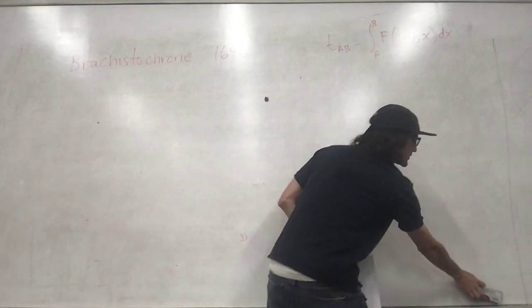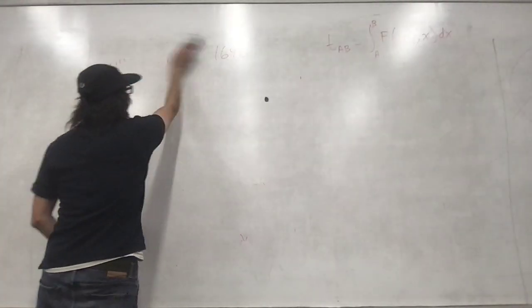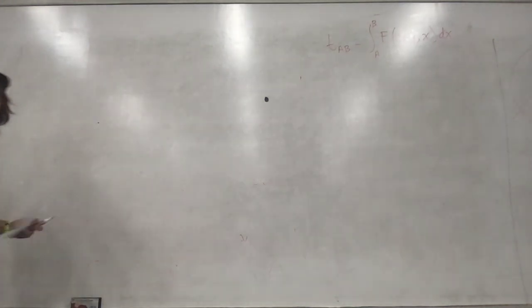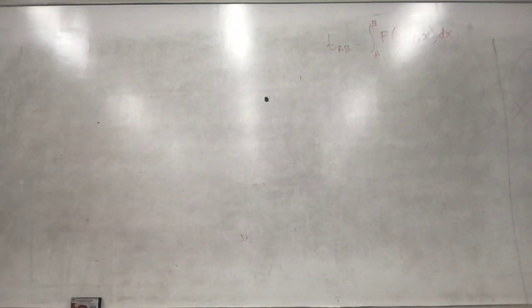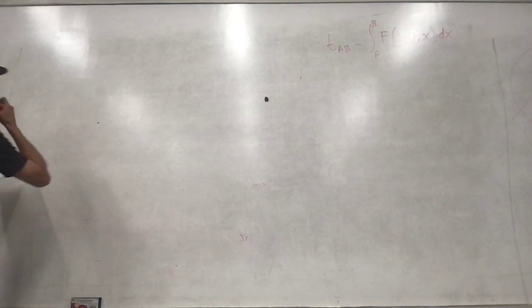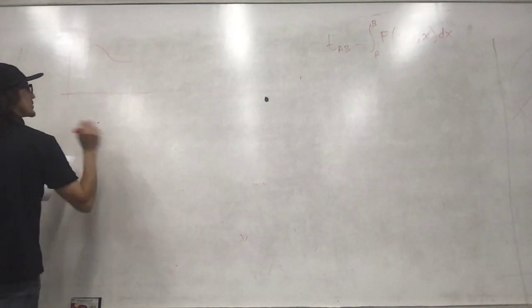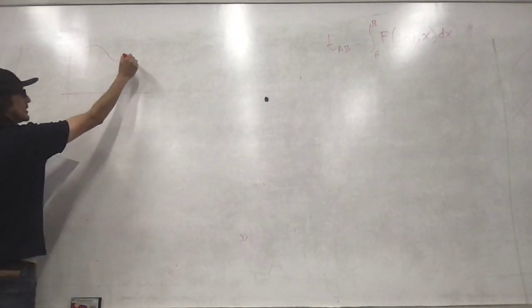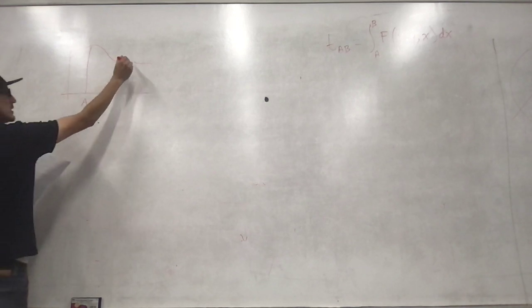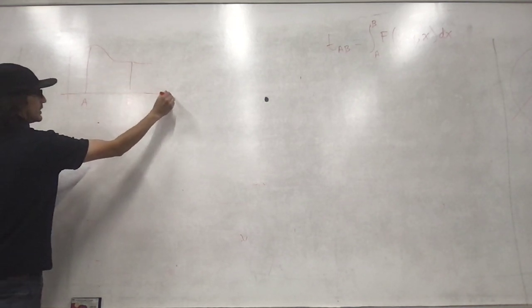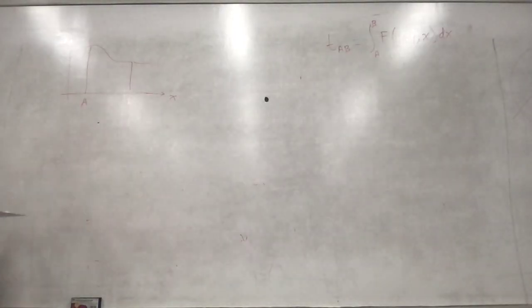What is the definition? This is calculus one. Definition of what? Of the integral as a sum. Let's do a drawing. Let's say that our function looks like that, between points A and B, and this is one-dimensional.